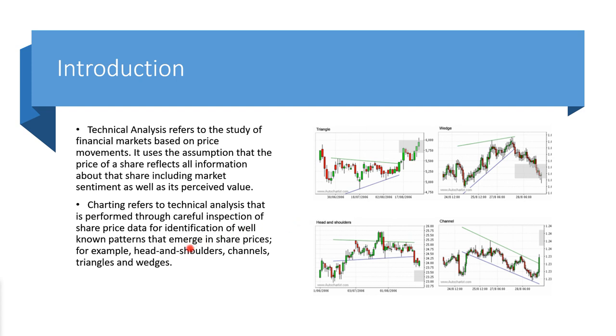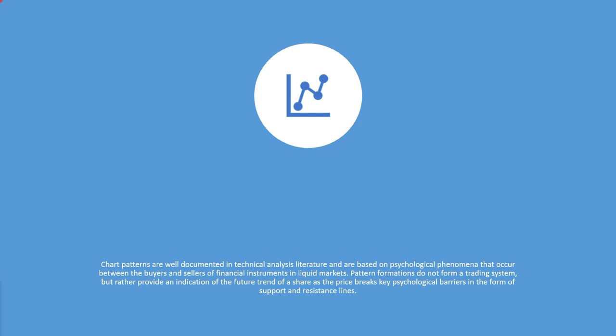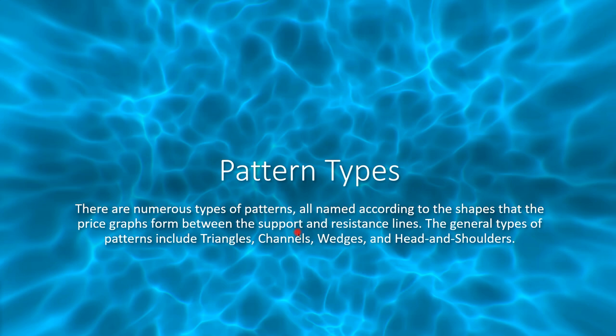Like I said, in our first class we discussed triangles and wedges. Today we're going to spend more time on some other patterns. Chart patterns are well documented in technical analysis literature and are based on the psychological phenomena that occur between buyers and sellers of financial markets. Pattern formations do not form a trading system, but rather provide an indication of the future trend of the asset as price breaks these psychological barriers, sometimes known as support and resistance, or price levels.